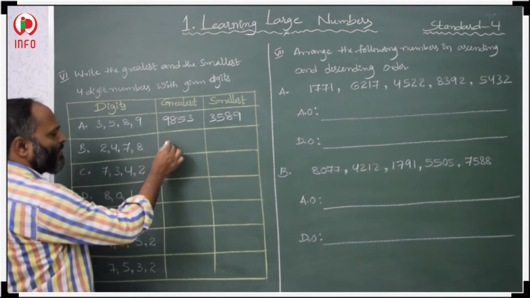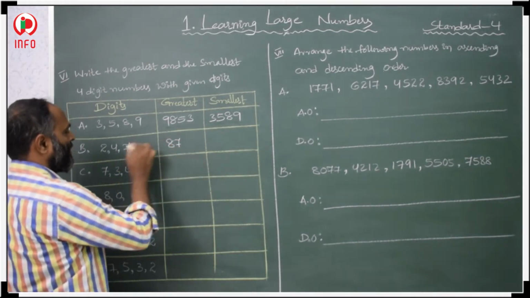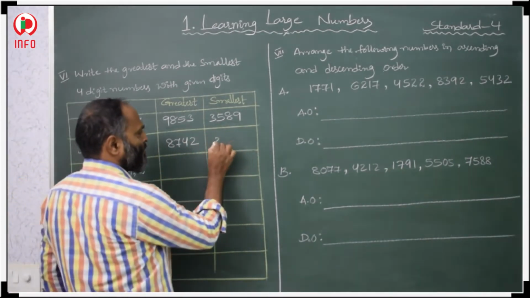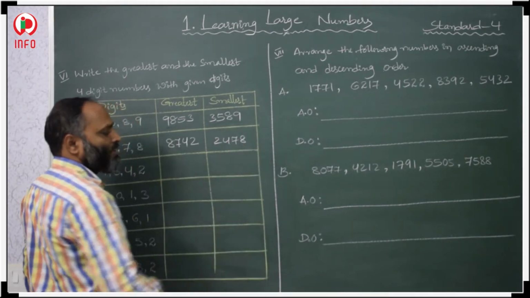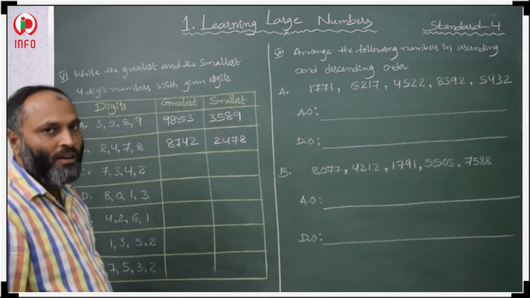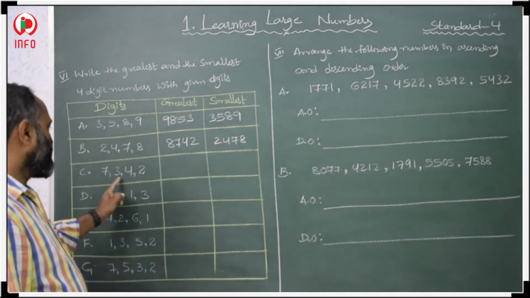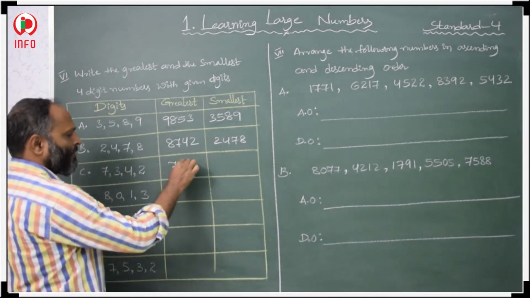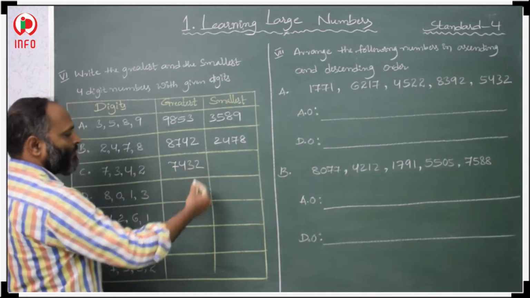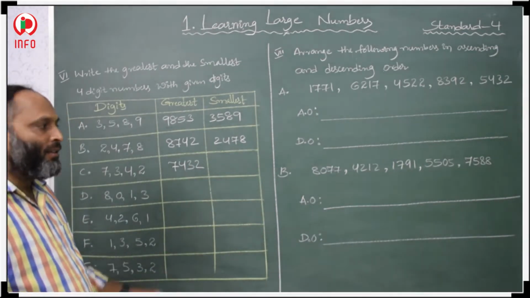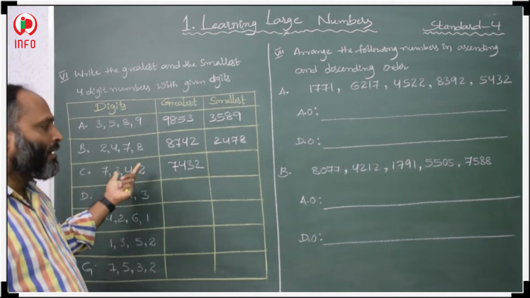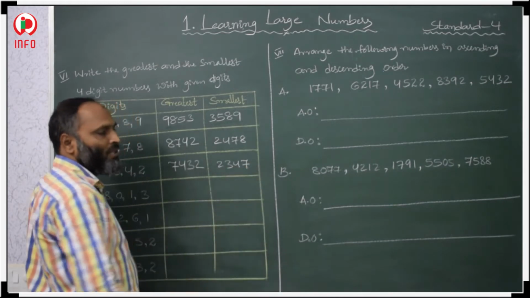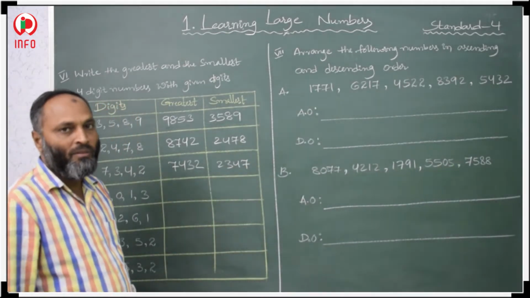First we have to take the bigger number, 8, and smaller than that, and smaller than that, and smaller than that. And it is in reverse form. So 2, 4, 7, 8 means 2478. In this, the bigger one is 7, and lesser than that 4, and lesser than this 2. 7432. This greater number we form by using these 4 digits. And in the smallest number, in reverse order, 2, 3, 4, 7. 2347.